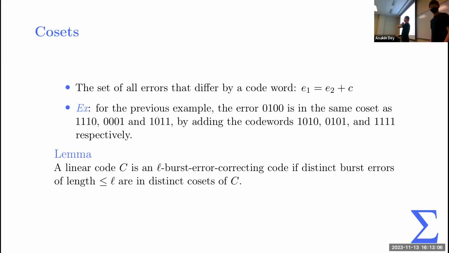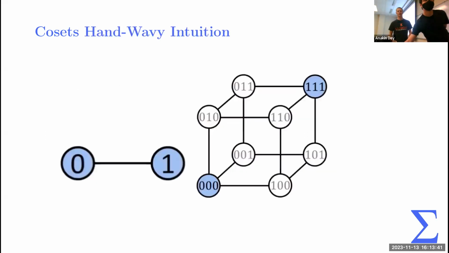So then this is kind of what I was talking about, exploiting the cosets, for fire codes, or for any burst error correcting code in general. If distinct burst errors are in distinct cosets, then it's a burst error correcting code. I'm not going to prove this lemma, it's not super hard to prove, but it's also not very interesting, so I'm just leaving it out.